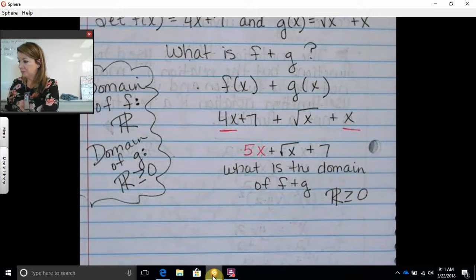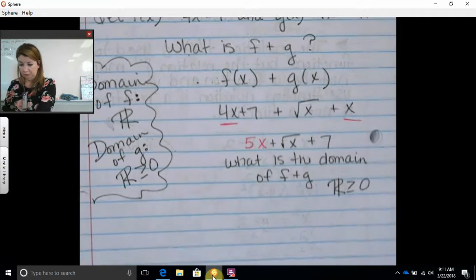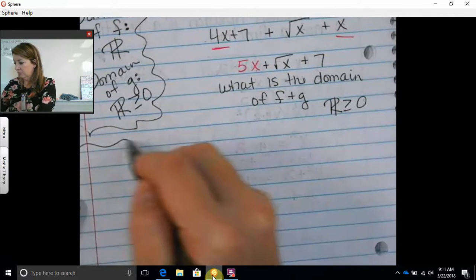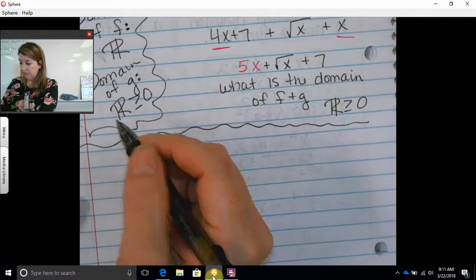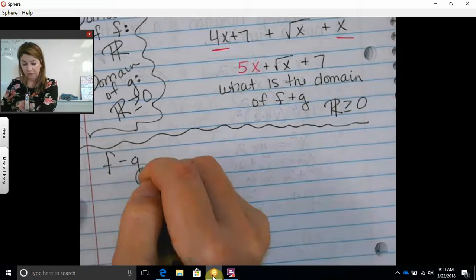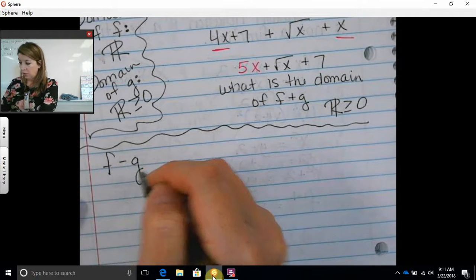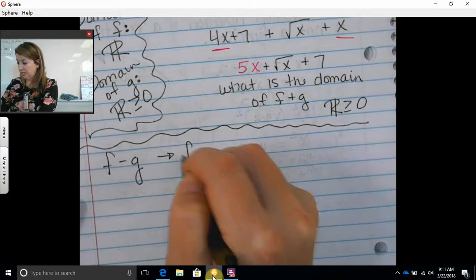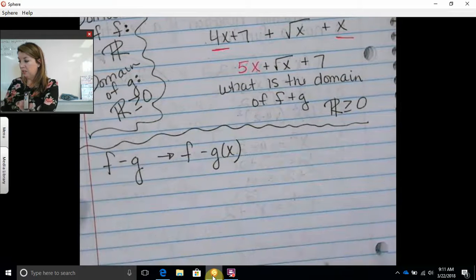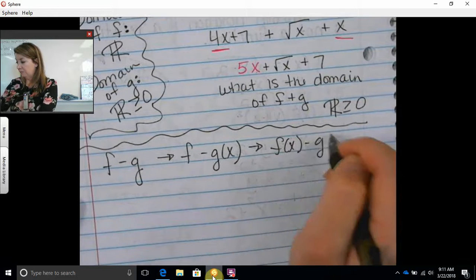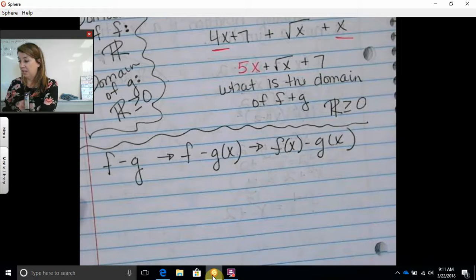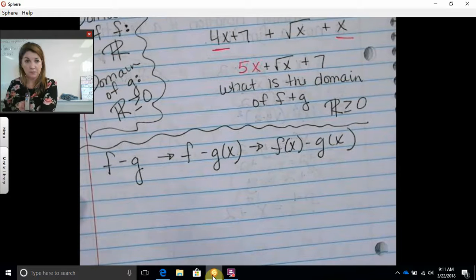Everybody cool with that? Okay, now we're going to subtract them. So if it says f minus g, or it might say f minus g of x, and I didn't write that one above, but it could have said f plus g of x. Or if it says f of x minus g of x, it all means the same thing. Function f minus function g, no matter which way it's written.